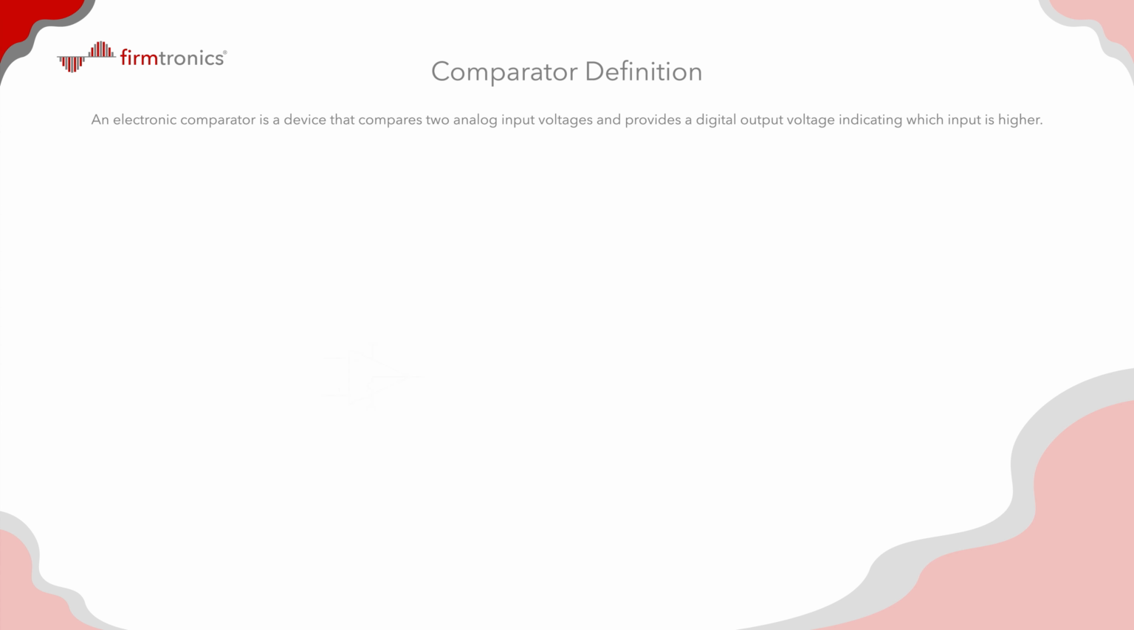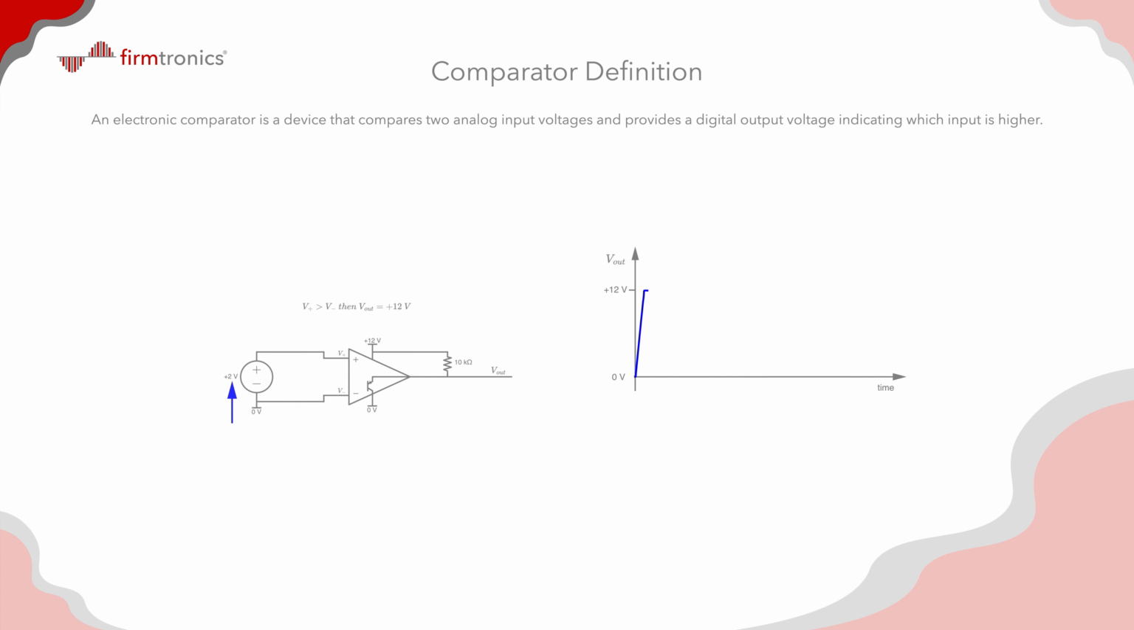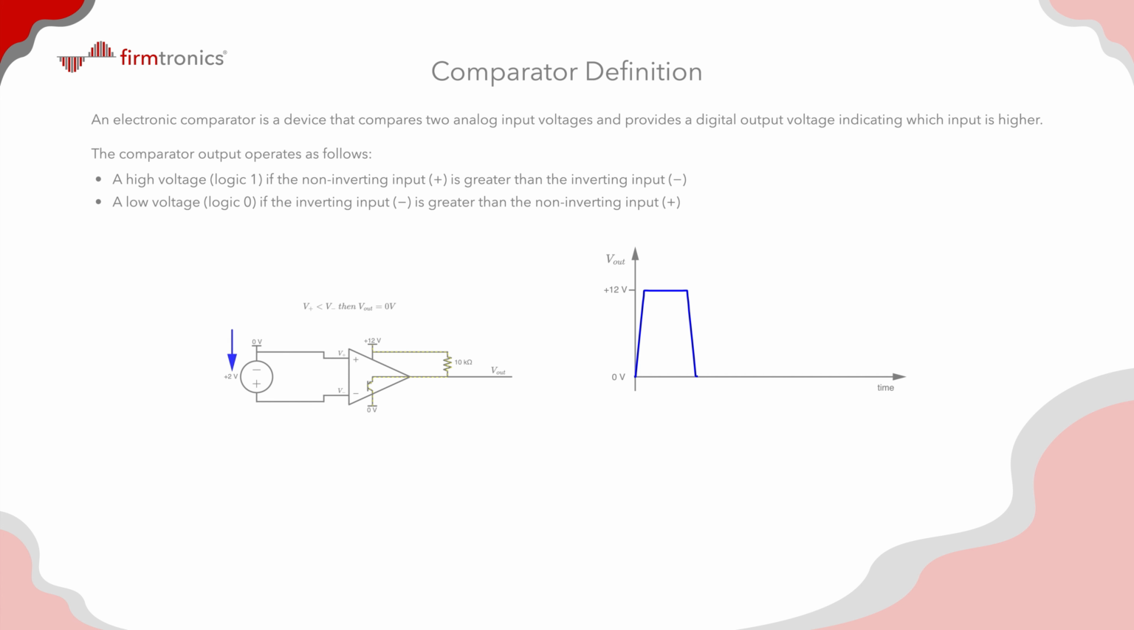An electronic comparator is a device that compares two analog input voltages and provides a digital output voltage indicating which input is higher. The comparator output operates as follows: a high voltage if the non-inverting input is greater than the inverting input, a low voltage if the inverting input is greater than the non-inverting input.